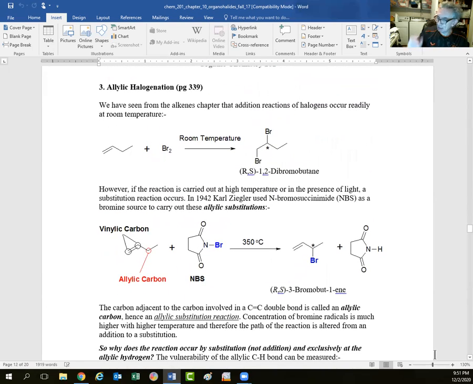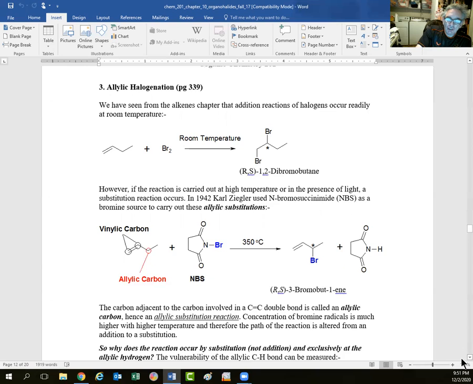Right, a little bit more to go. The second of the 2 reactions we want to look at, to finish off the chapter, is the allylic halogenation reaction. Now we've seen alkenes react with bromine in the alkenes chapter 7. That was one of our early mechanisms where we had that 1,2 addition reaction across the double bond, and we produced a dibromo alkane of some form.